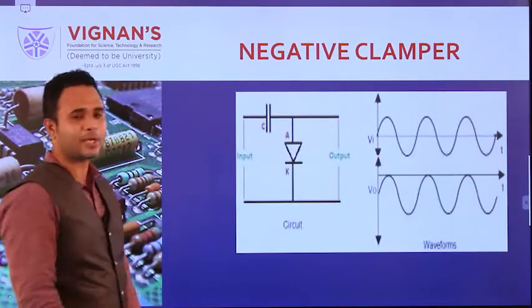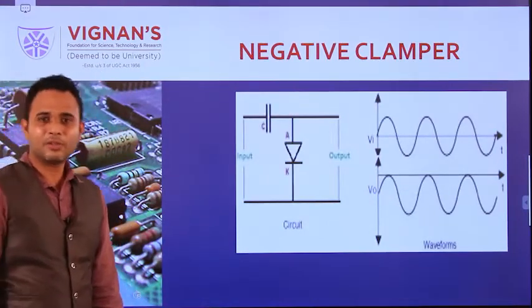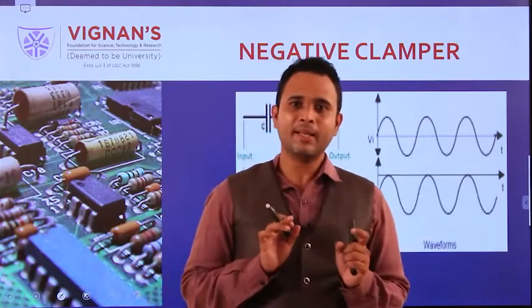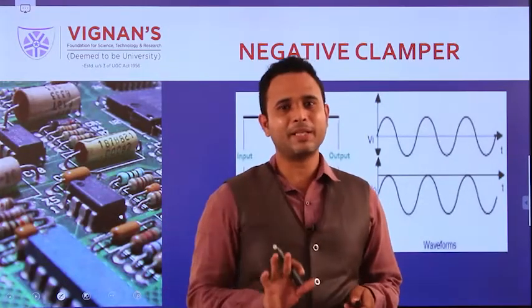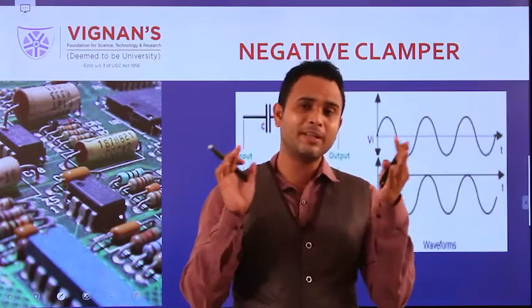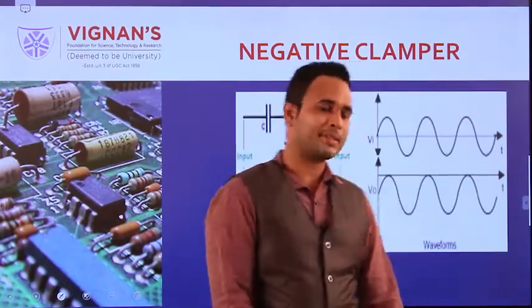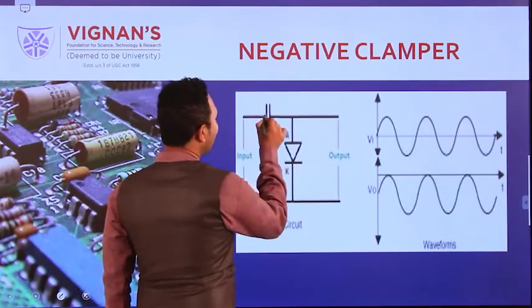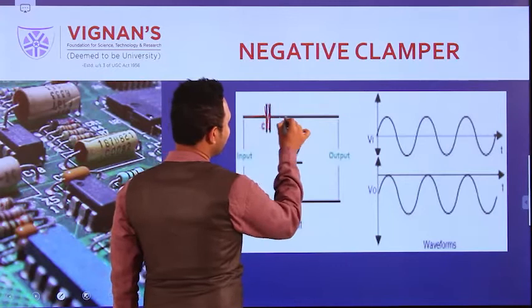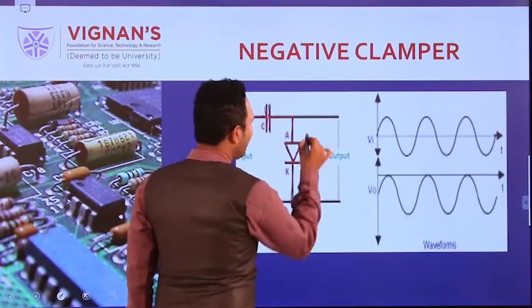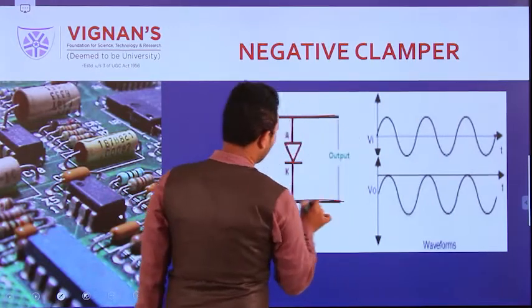How does a negative clamper work? In this class I am covering only the negative clamper. After that I will give you an assignment to work out the positive clamper yourself. The negative clamper has a capacitor in series, with a diode in parallel, and here we take the output.